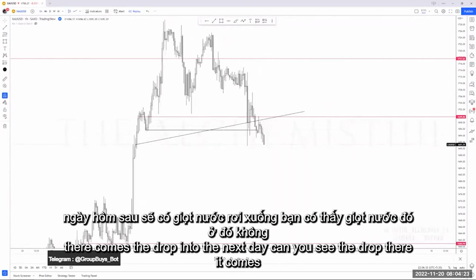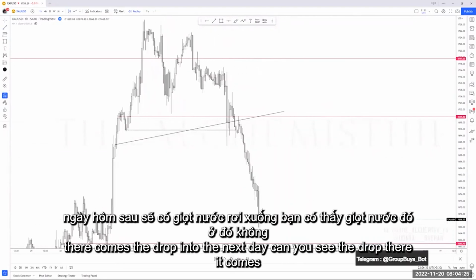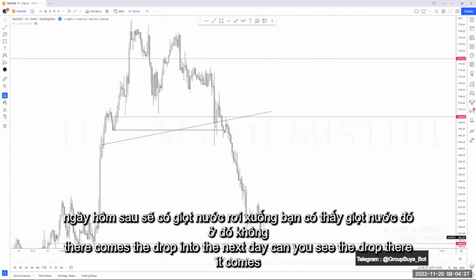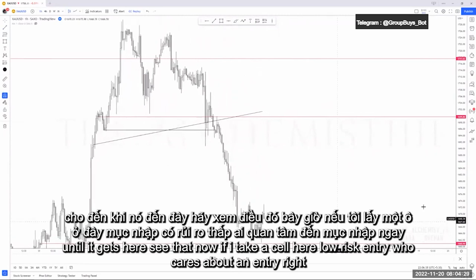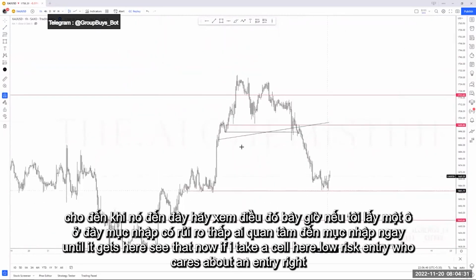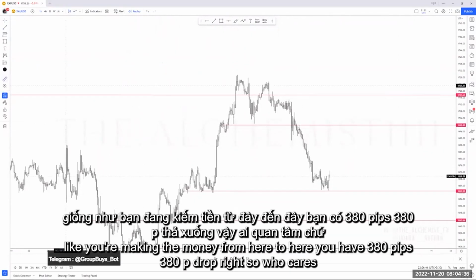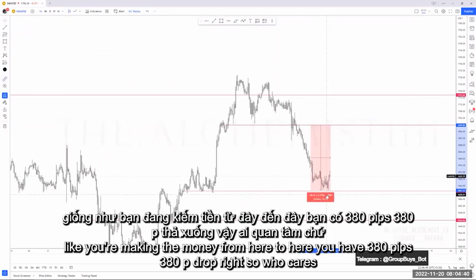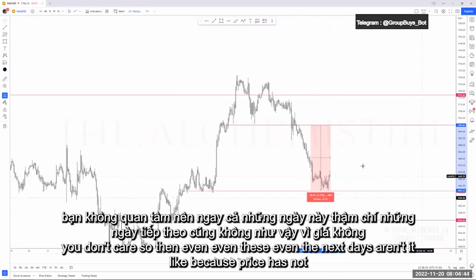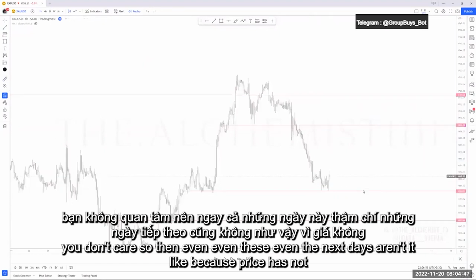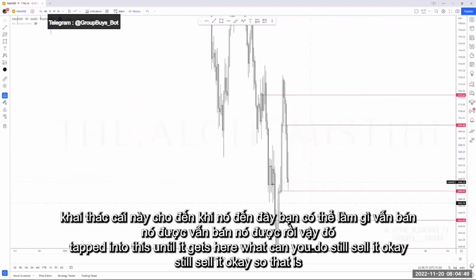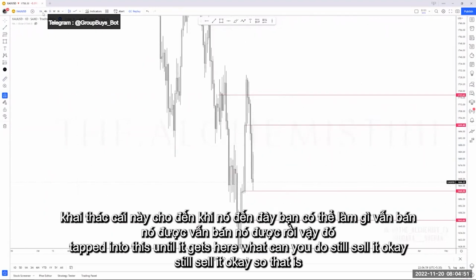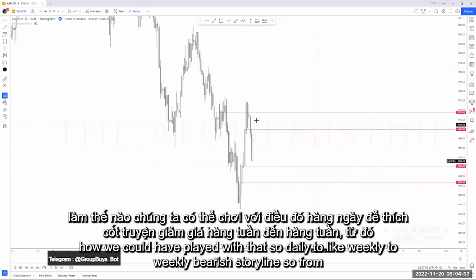There comes the drop into the next daily. Can you see the drop? There it comes. Until it gets here. See that? Now, if I take a sell here, low risk entry, who cares about an entry, right? You're making the money from here to here. You have 380 pips. The 380 pip drop, right? So who cares? So then even the next days, because price has not tapped into this, until it gets here, what can you do? Still sell it. Okay, so that is how we could have played that.